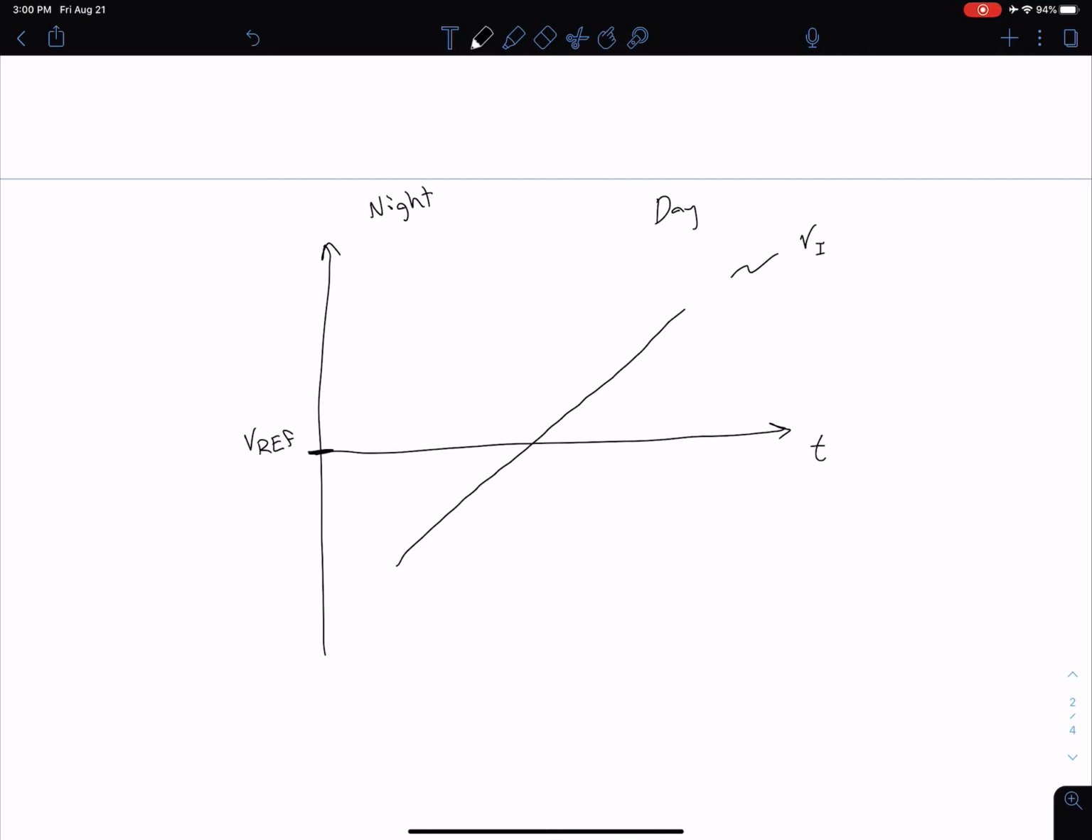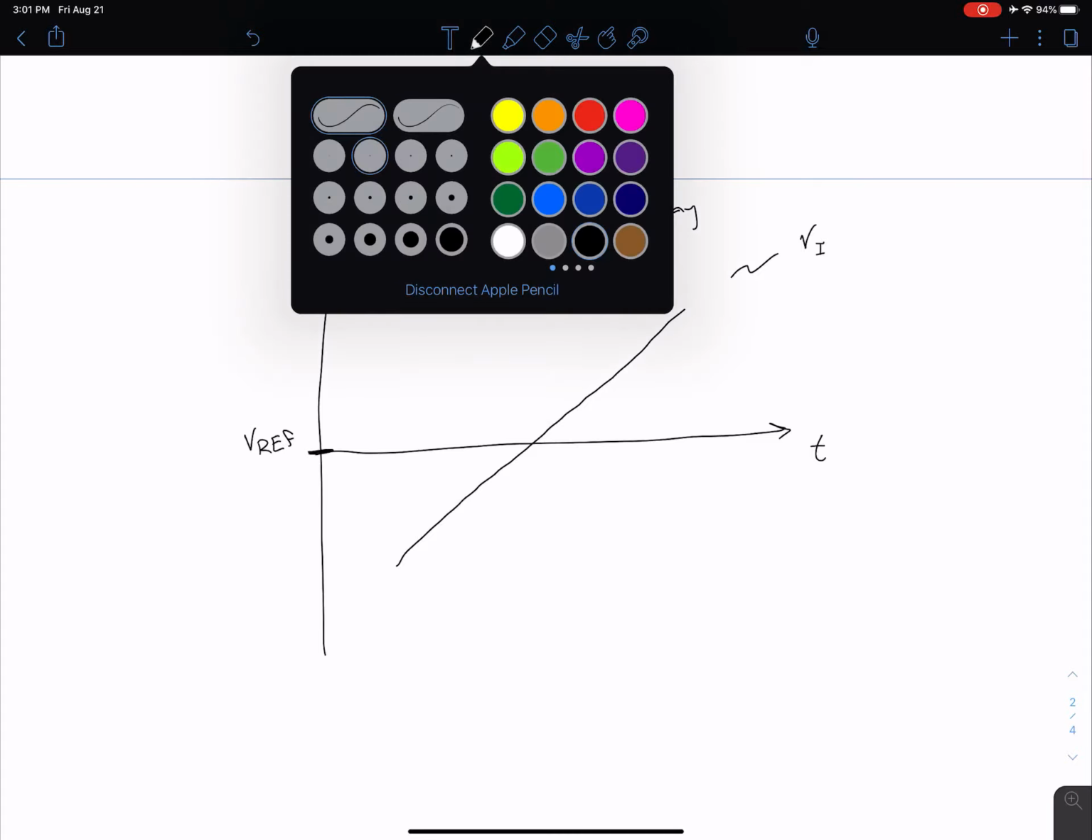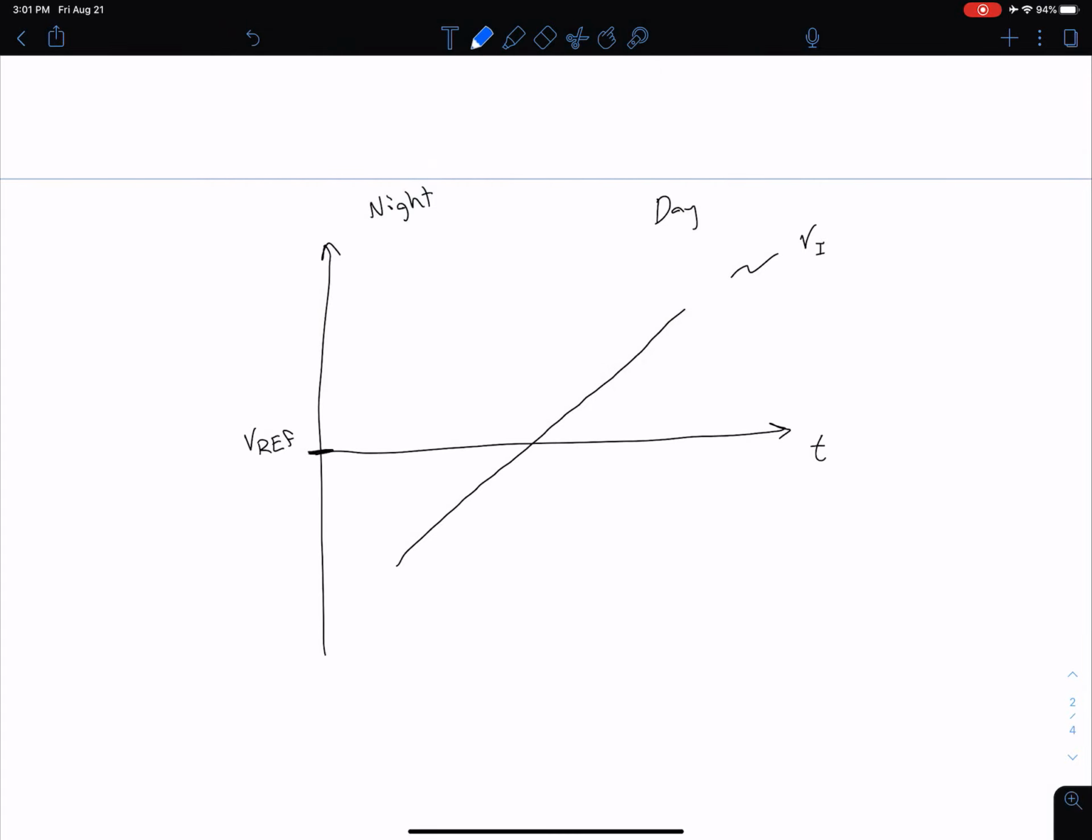Okay, so now if we add this noise signal, of course our noise is going to be random, so we're going to be going up and down off of this signal. So maybe we have something like this, and it's just randomly going up and down. So it looks something like that. And we can call this our VI primed, our new input, which is composed of our input and our noise.